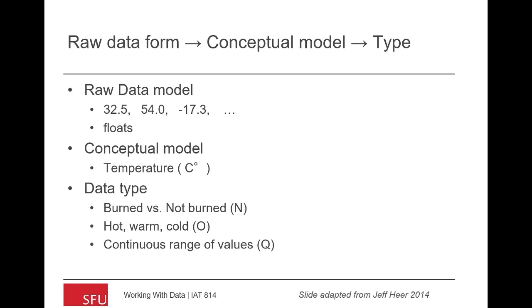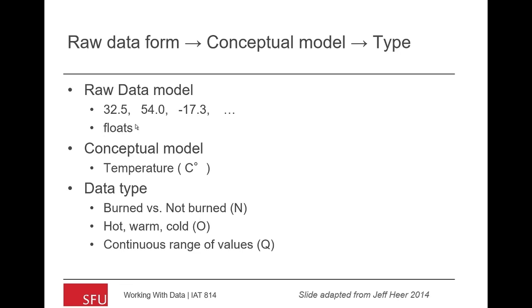The act of modeling is the creation of this transformation chain from the raw data, whatever it is, numbers, strings, etc., to a conceptual type, say temperature, to a type that you can use. So here's a little sketch of an example. Let's say you've got raw data that has a bunch of floating point values, and you know somehow that those are temperatures in degrees Celsius.